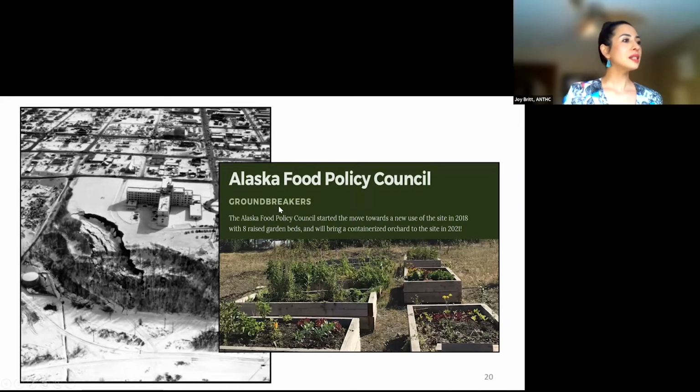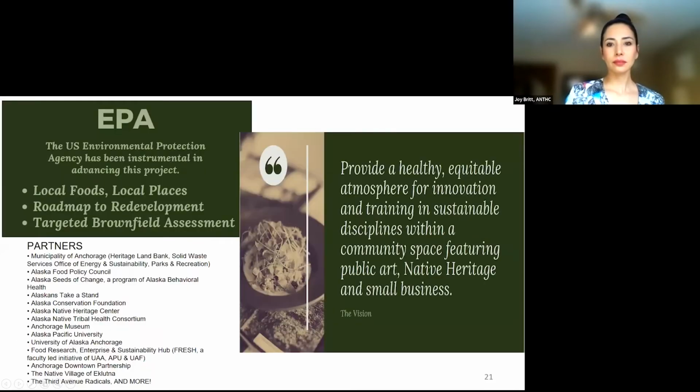So the whole point was that there is this site, it was sitting there, empty for years. And the Alaska Food Policy Council saw it as an opportunity to get the community interested in their vision and in produce, and why not use that site? So we started moving forward with trying to reuse that site with some EPA assistance.